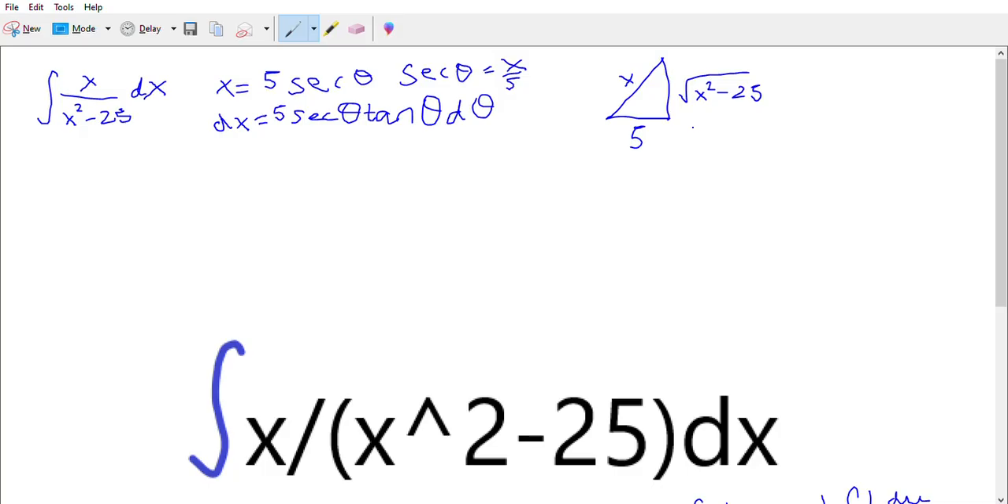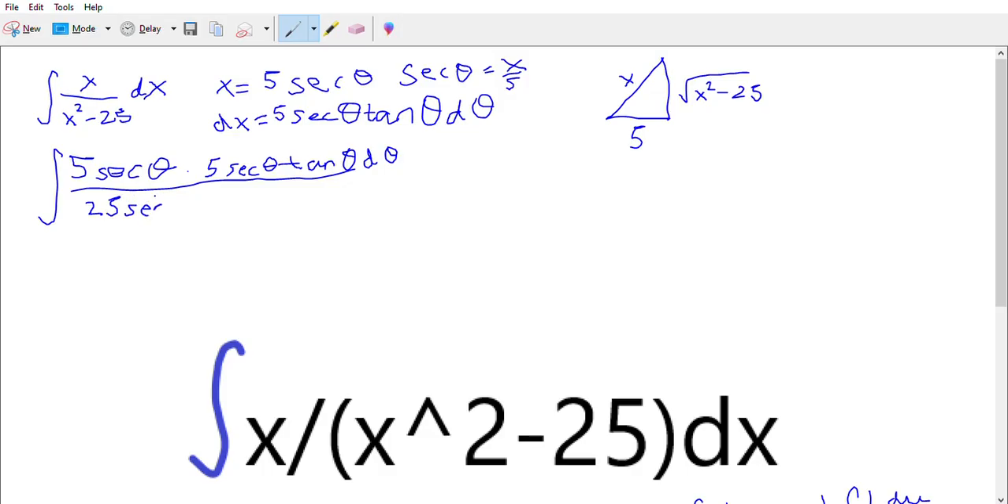Okay, now it's time to substitute all the x terms and dx terms with the theta terms. So the integral will now look like 5 secant theta. Also, because dx is in the numerator, I'm going to multiply by dx, which is 5 secant theta tangent theta d theta. And then in the denominator, x squared is just going to be 5 secant theta squared. And to save some time, I'm just going to evaluate it right now. So 5 squared is 25, and secant squared is really just going to be written this way. So 25 secant squared theta minus 25.